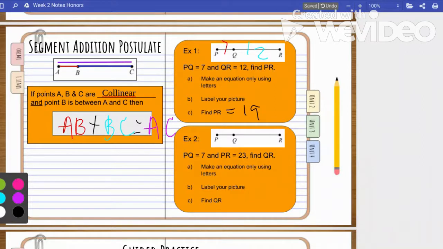So if I come to example 2, it says PQ equals 7. But P to R, that's the entire thing here. The entire thing, P to R, is 23. How do I get QR? Well, hopefully you're just going to take 23 and subtract 7 from it. Or you can set this up as an equation, 7 plus x equals 23. Well, 23 minus 7 is 16.